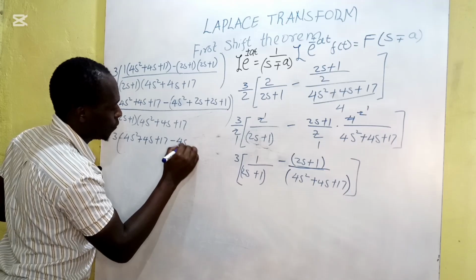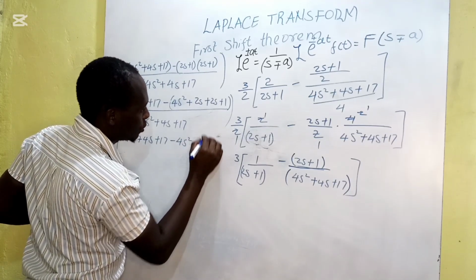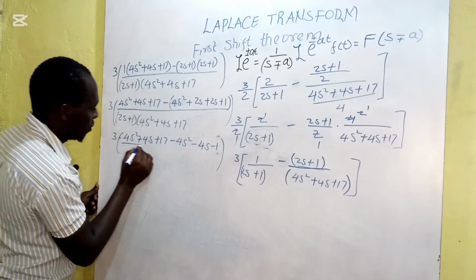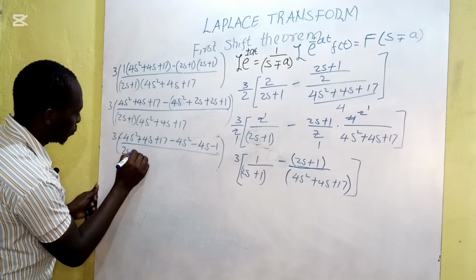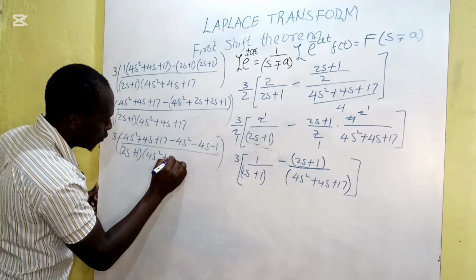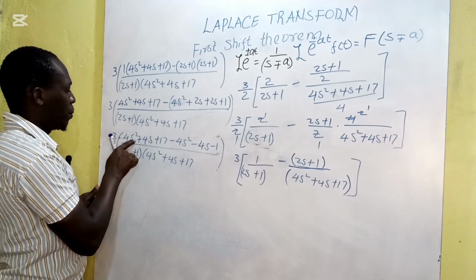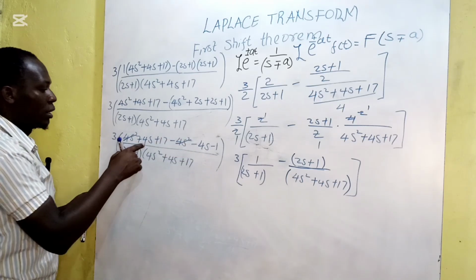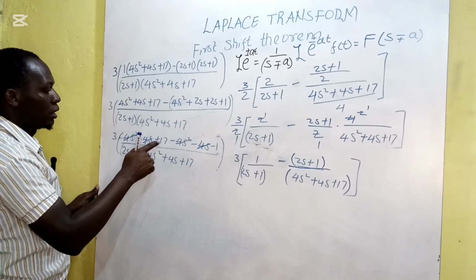We subtract from 4s squared, we subtract from 4s, we subtract from 1. Everything is going to be all over 2s we add to 1 into 4s squared we add to 4s we add to 17. Positive, negative, these two are going to cancel out. Positive, negative, these two are going to cancel out.